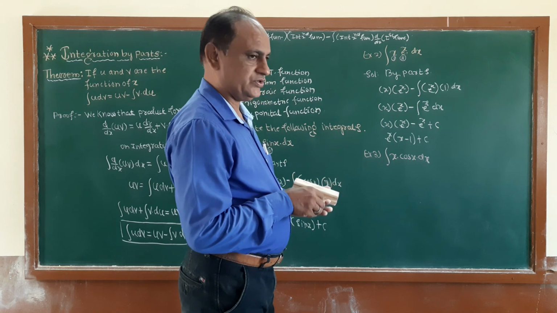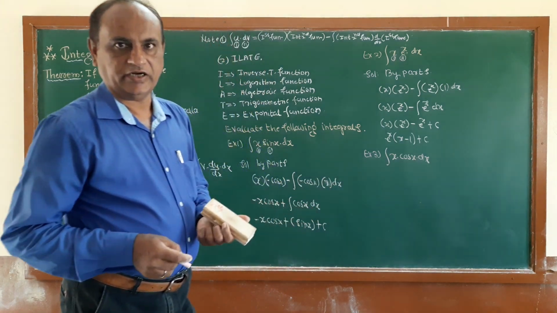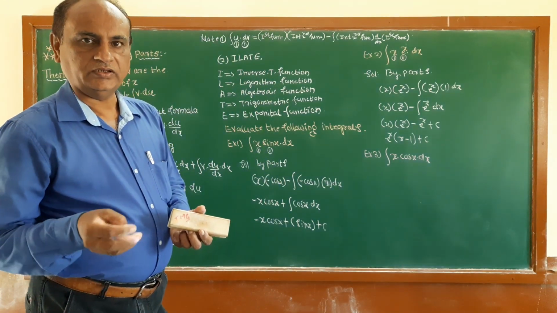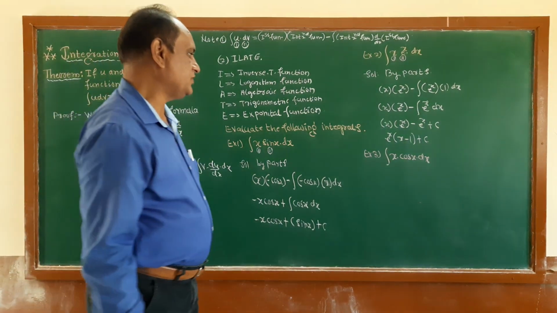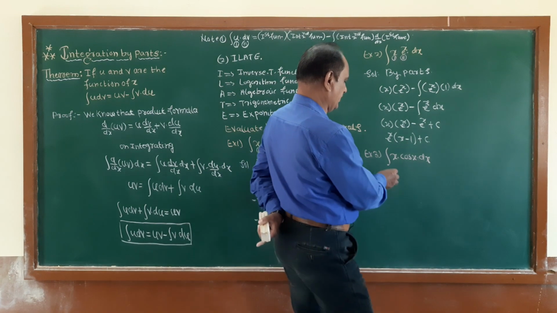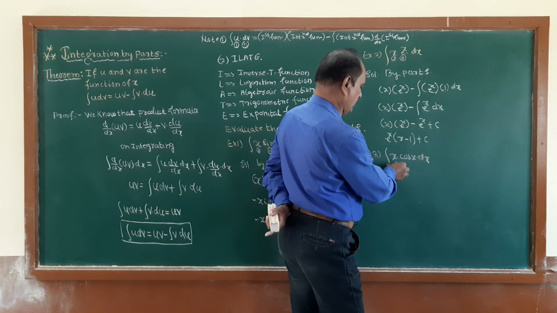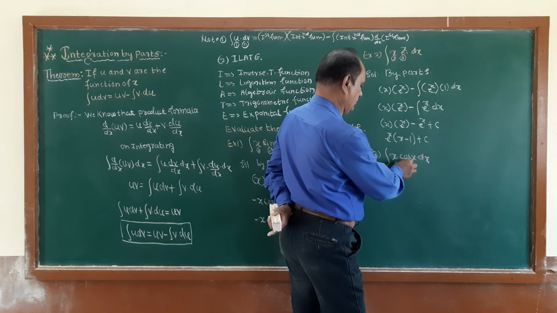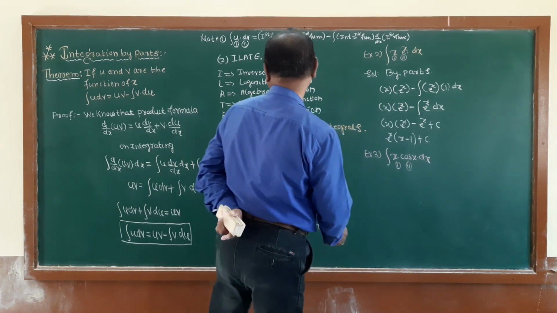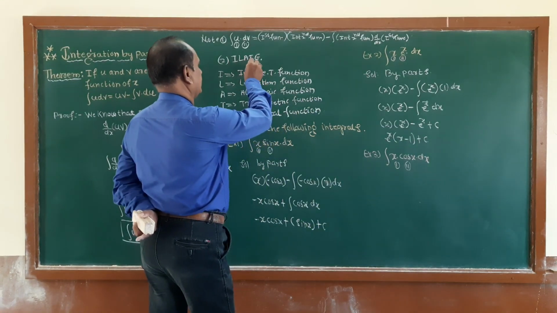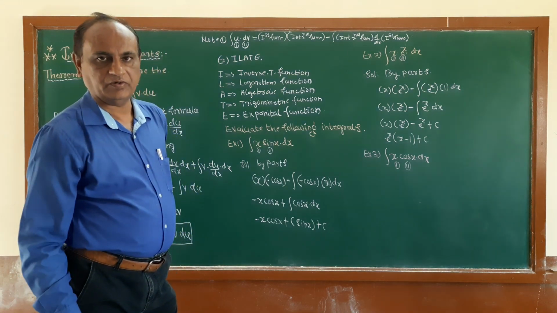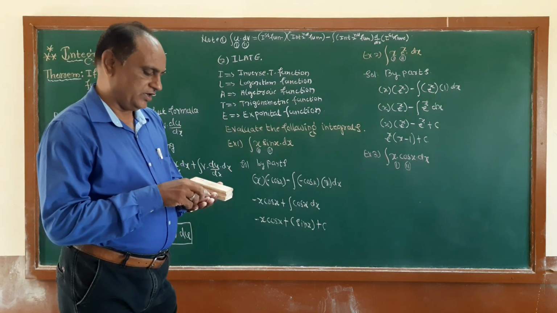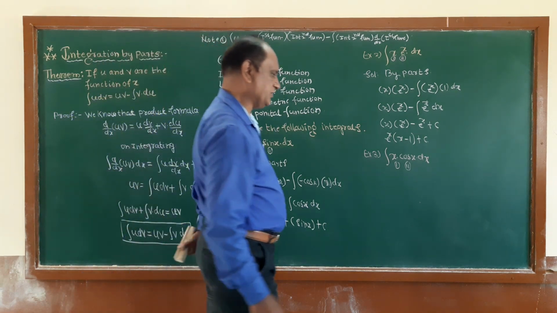See the given problem: is it in LIATE form or not? First observe whether it is in LIATE form. The first function is an algebraic function, and the second function is a trigonometric function. First function is algebraic, next one is a trigonometric function. Therefore the given problem is in LIATE form. Then apply integration by parts.